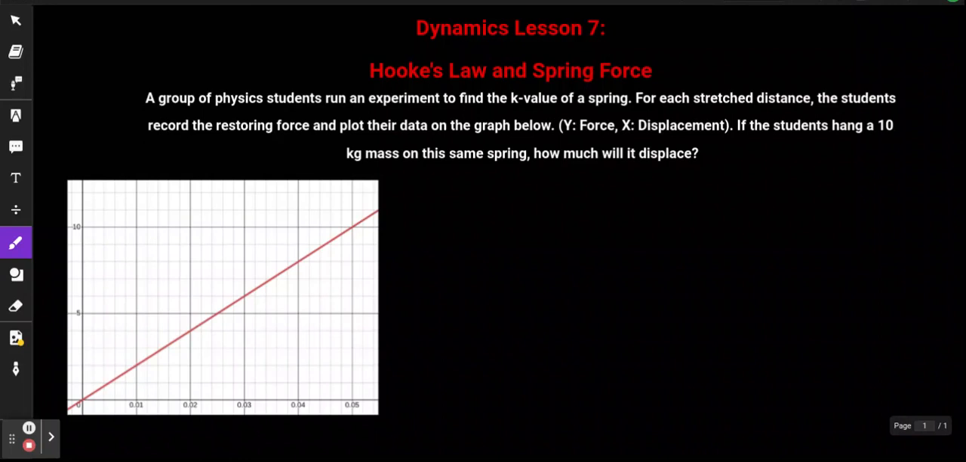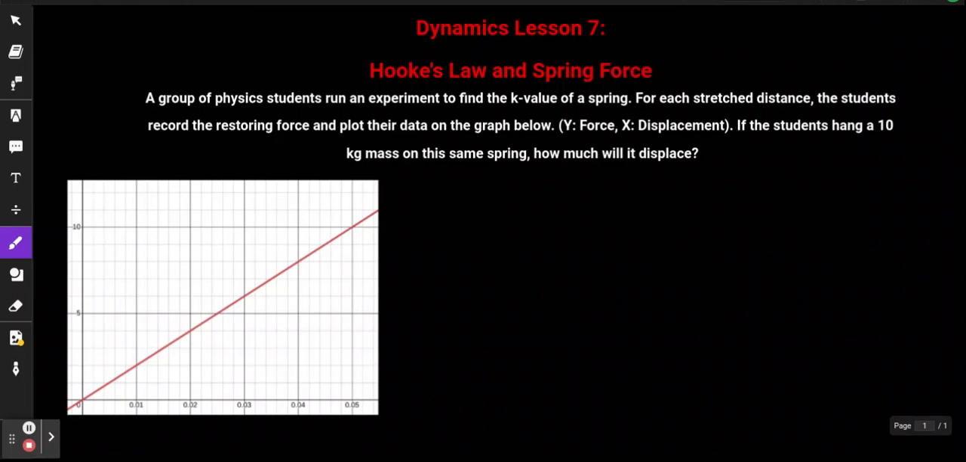Our next problem says, a group of physics students run an experiment to find the K value of a spring. For each stretch distance, the students record the restoring force and plot their data on the graph below, where y is the force and x is the displacement. If the students hang a 10 kilogram mass on this same spring, how much will it displace?